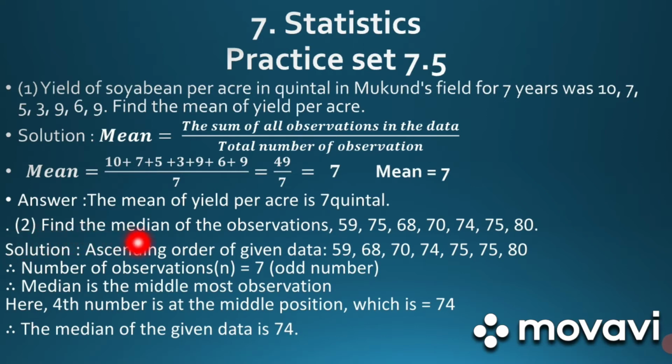Question 2. Find the median of the observations 59, 75, 68, 70, 74, 75 and 80. Solution: arranging the data in the ascending order, we get 59, 68, 70, 74, 75, 75 and 80. Therefore, the number of observations, which is small n, is equal to 7, which is an odd number. Therefore, the median is the middlemost observation. Here, the fourth number is at the middle position, which is equal to 74. Therefore, the median of the given data is 74.